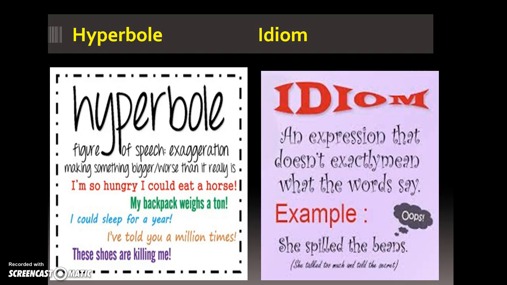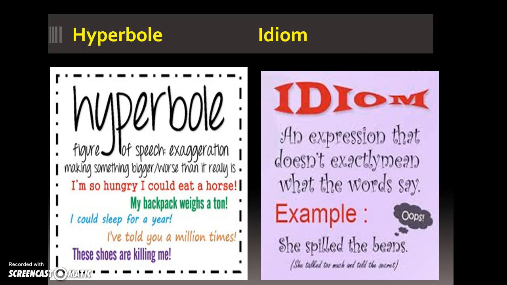Next, we have hyperbole and idiom. Hyperboles are a figure of speech that is an extreme exaggeration. I'm so hungry I could eat a horse. I could sleep for a year. These are really effective to use in your writing because they let your reader see how extreme the situation might be. And idioms are expressions that don't mean exactly what they say.